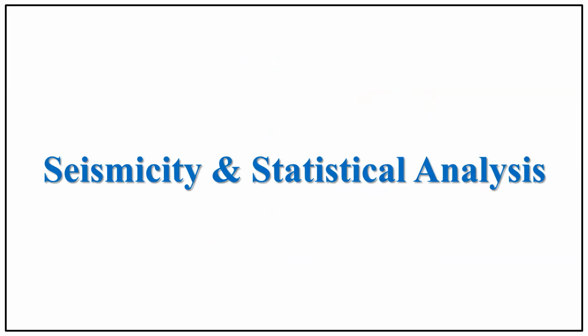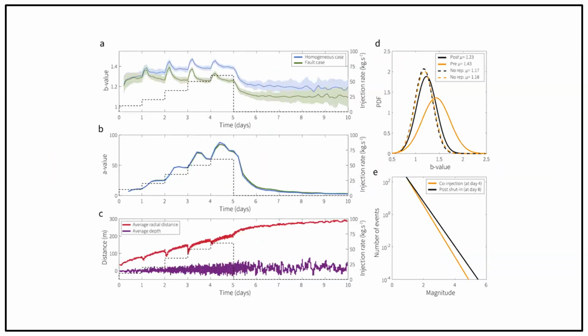Seismicity and statistical analysis. Seismicity and statistical analysis involve the study of earthquake catalogs and statistical properties of seismic events. This methodology includes analyzing earthquake occurrence patterns, seismic clustering, p-value estimation, and other assessments of earthquake predictability. It helps identify regions of increased seismic activity, potential seismic gaps, and provide insights into the underlying processes governing earthquake occurrence.